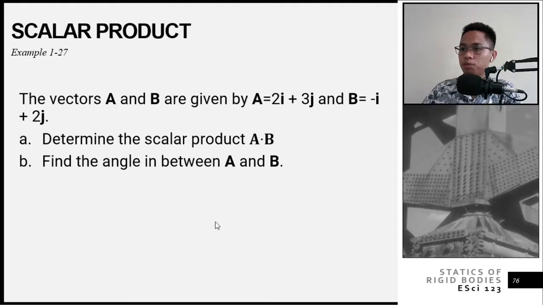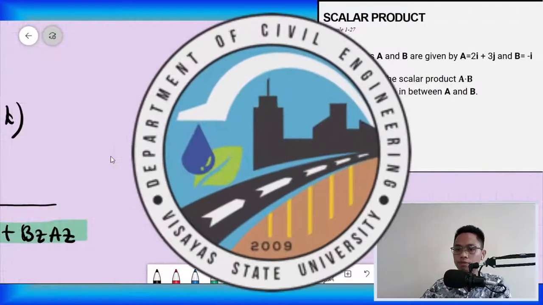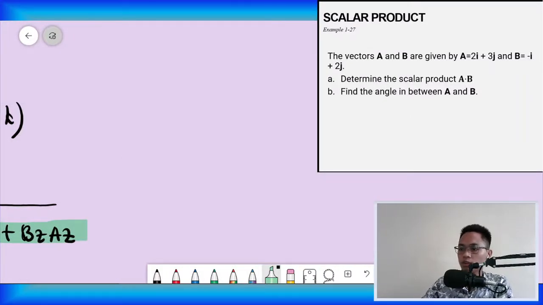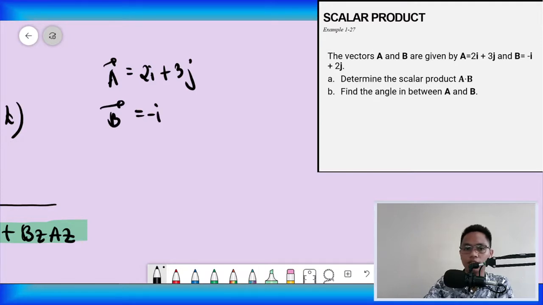So, example number 27. Vectors A and B are given by A is equal to 2i plus 3j, and B is equal to negative I plus 2j. Determine the scalar product of A dot B. Then, find the angle in between A and B. Alright, so let's go with example number 27. What is our given? Vector A is equal to 2i plus 3j, and vector B is equal to negative I plus 2j.